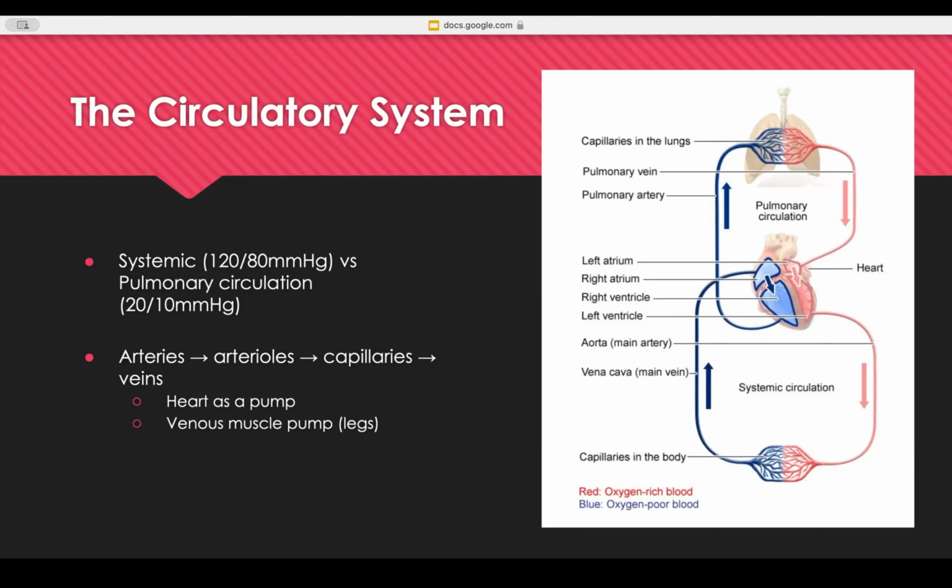This is also why you may see people that have stood still for a long time fainting, such as in surgery or the Queen's or King's Guards, because they're not using their venous muscle pump and their blood pressure will drop, meaning they'll have reduced oxygen supply to the brain, causing them to have an episode of syncope.